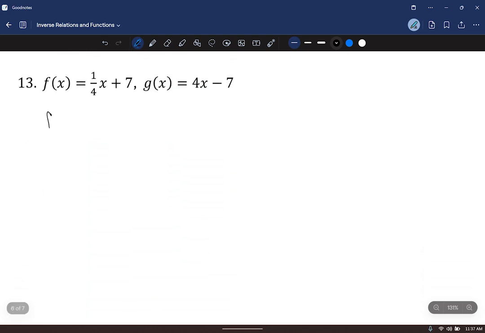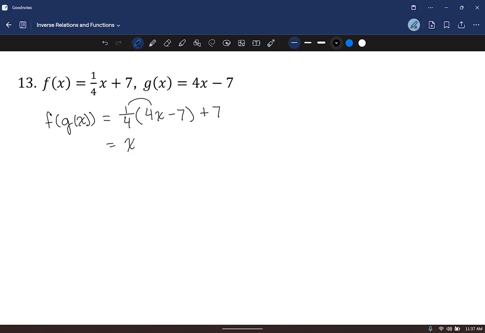So we're going to do f of g of x. I always start with f of g of x. You could do it the other direction if you wanted to. So I'm going to plug in for that x in my f. We're doing the 4x minus 7. So I distribute. 1/4 times 4x is just x, and 1/4 times negative 7 is negative 7/4 plus 7. But these are not going to cancel each other out and leave us with just x. So therefore, again, these are not inverses.